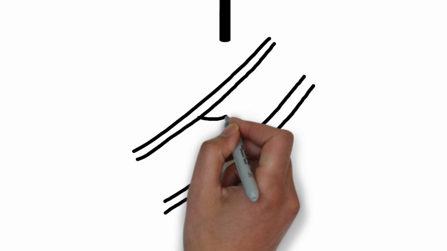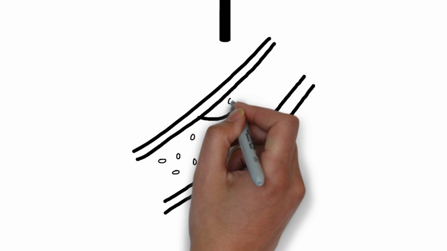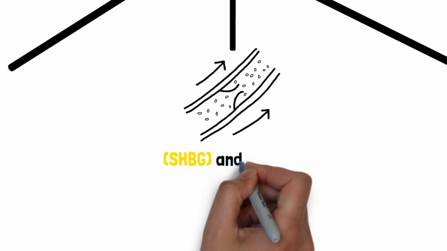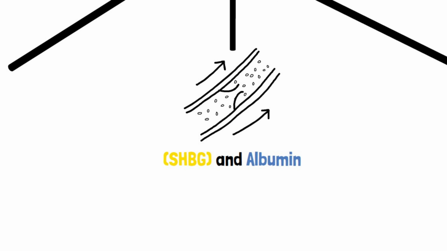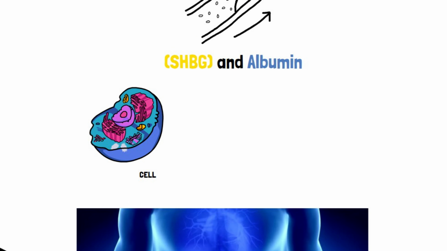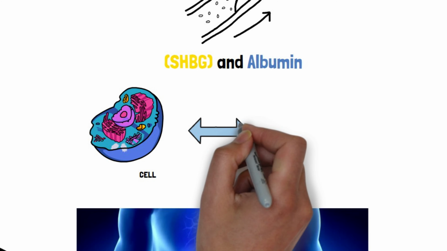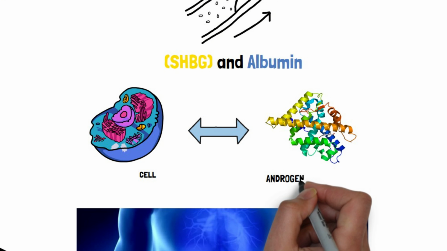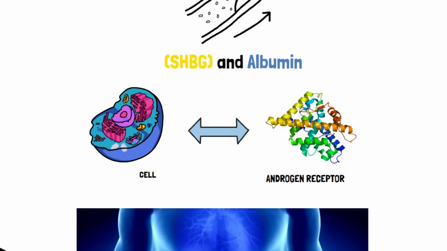Once produced, testosterone travels through the bloodstream, mainly bound to proteins like sex hormone-binding globulin, SHBG, and albumin. Only a tiny fraction, free testosterone, is unbound and biologically active. Free testosterone enters cells and binds to androgen receptors, AR. This binding is crucial for testosterone to exert its effects.